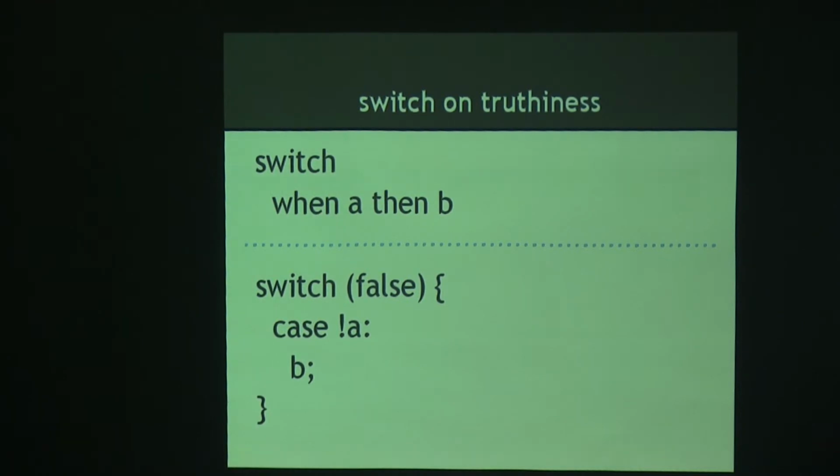This is pretty cool. You can switch without a condition. It switches on truthiness. So I guess it's useful, it's pretty much like an if-else if. The useful part is when you have many conditions in the when, you get to deduplicate the block of code that's executed.